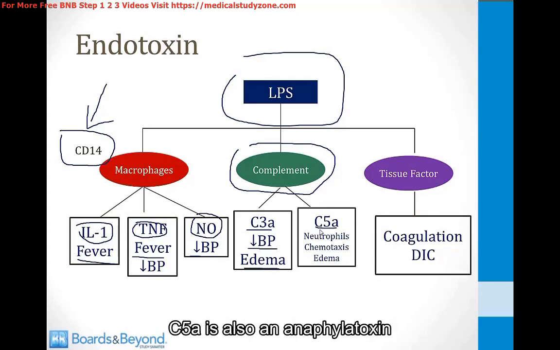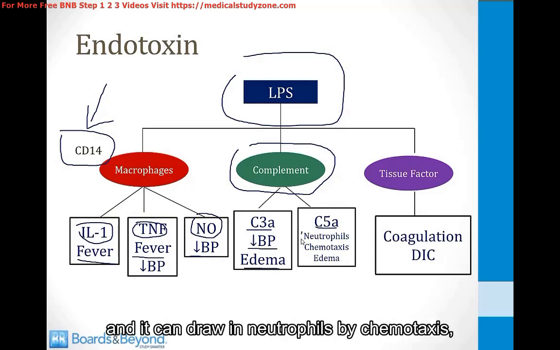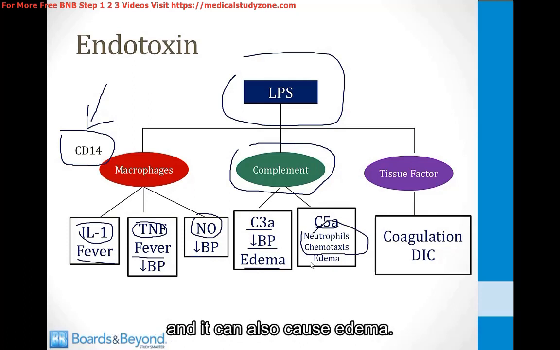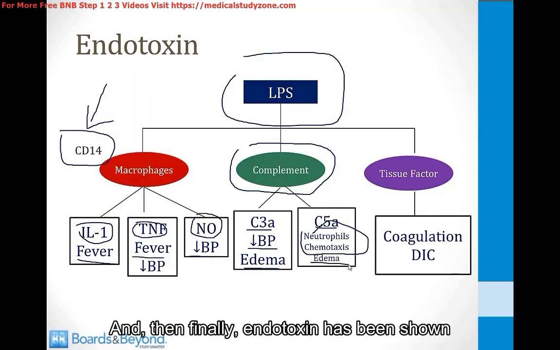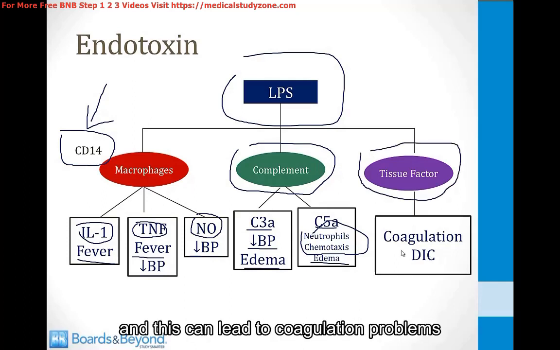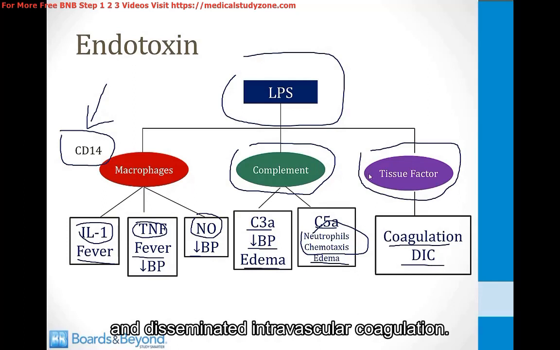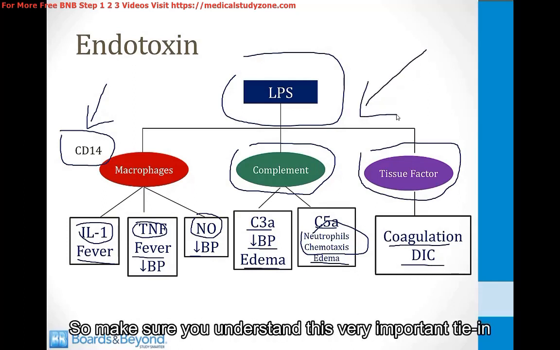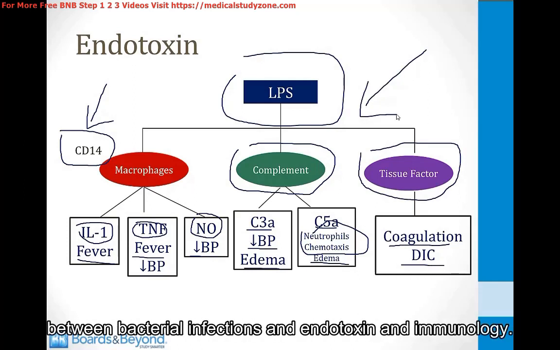C5A is also an anaphylatoxin, and it can draw in neutrophils by chemotaxis, and it can also cause edema. And then finally, endotoxin has been shown to directly activate tissue factor, and this can lead to coagulation problems and disseminated intravascular coagulation. So make sure you understand this very important tie-in between bacterial infections and endotoxin and immunology.